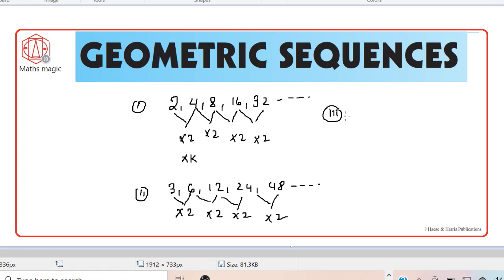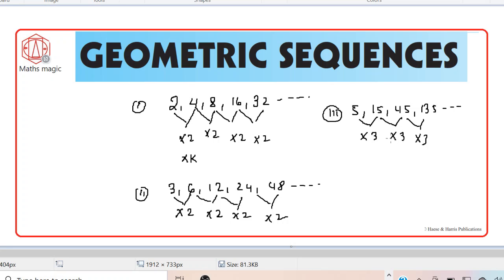Now let's see one more example. Let's say we have 5, 15, 45, 135, and so on. You can see that we get the new term by multiplying the previous term by 3. So again this given pattern is a geometric sequence.